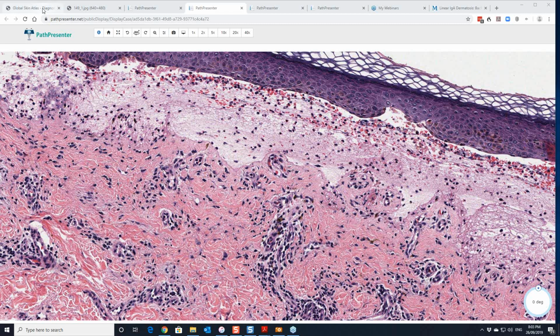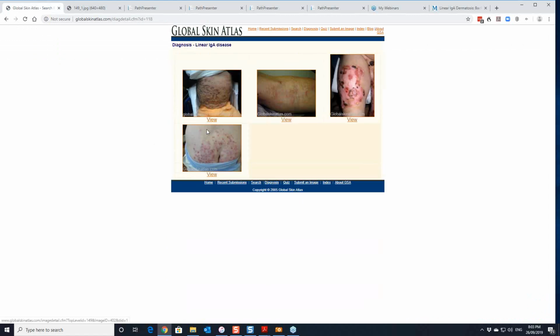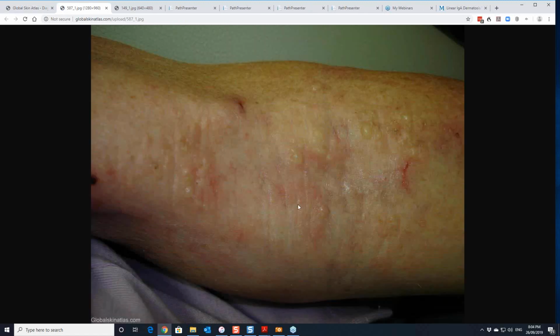Let's have a little look at some of the other clinical cases that we have here. I'll do these adult ones first. This is another 76-year-old patient with linear IgA disease. This lady had been on vancomycin for an infected hip prosthesis when she developed these blisters on her elbows, dorsal feet, buttocks, and lower abdomen. In this one, it was linear IgA with neutrophils in the blister cavity. Now, we said before that sometimes vancomycin will have eosinophils in the blister cavity, so it can look a bit like bullous pemphigoid.